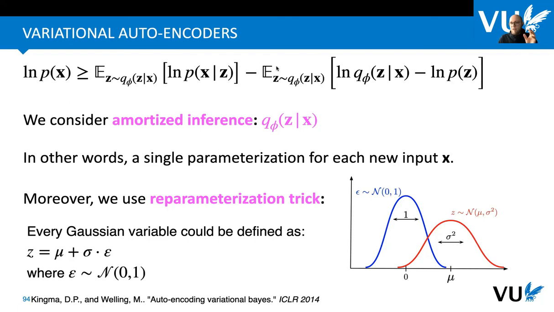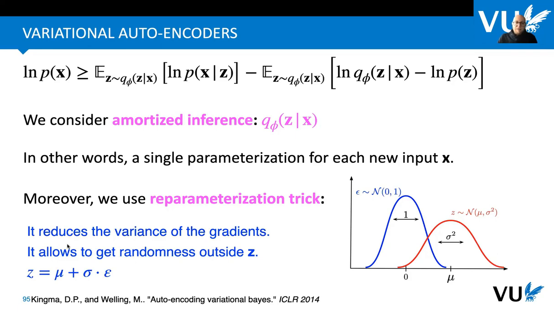I mean efficiently because the variance of these gradients is way smaller. And why? Because we don't calculate gradients with respect to some randomness. The randomness is taken out of this equation, right? It's just independent noise, right? And it reduces the variance of the gradients, and it allows us to get the randomness outside z, as I said. So it is important to have the mean and the standard deviation.